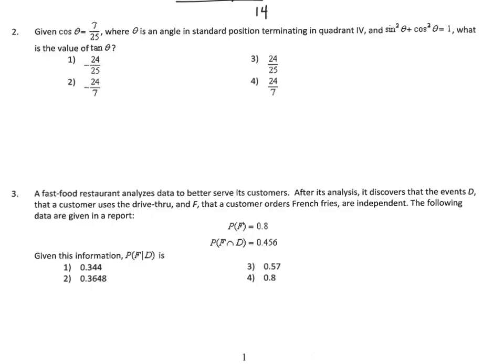Number 2 gives us what cosine of theta is equal to, and it tells us that theta is an angle in quadrant 4. And it gives us this formula. Since it's multiple choice, we don't have to use this formula to find tan of theta. I actually think it's easier not to use this formula, so I'm going to go about it another way.